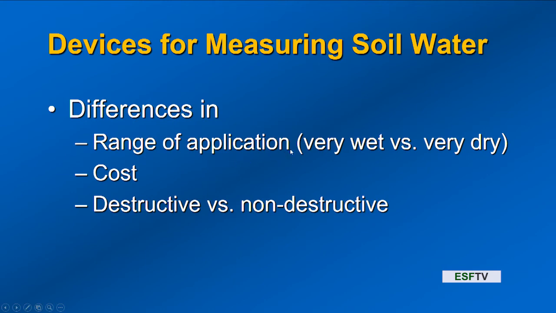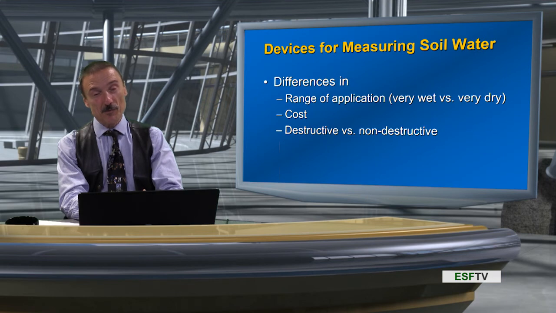Are you dealing with very wet or very dry systems? The expense, what do you have in your budget to do this? And do you need destructive versus non-destructive? So just like bulk density, we have destructive and non-destructive methods. The destructive ones, you bring the soil out and measure it, it's gone. You can't go back to that same spot. Non-destructive, you go back to that same spot. And so these are the same issues in measuring bulk density, kind of, as measuring soil moisture.